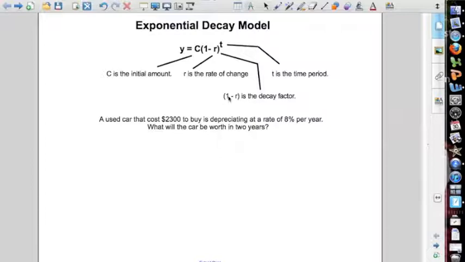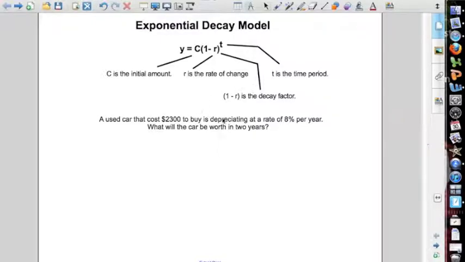If it's 0 exactly, that means it's not going anywhere. It's just going to stay the same. So that one wouldn't be decaying. It'd just be staying the same. And if it was more than 1, it would be negative, and that doesn't really work with it either. So this decay factor here is going to be between 0 and 1 to be an exponential decay model.